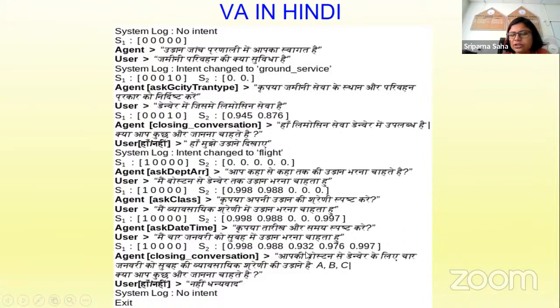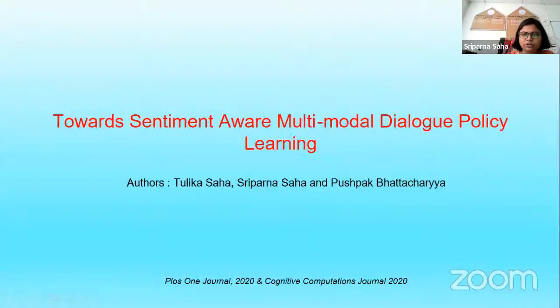So the agent can easily search in the database and the corresponding result can be displayed to the user. "आपकी Boston से डेनवर के लिए 4 जनवरी को सुबह की व्यावसायिक श्रेणी की उड़ान है ABC." So it can give some more options. "क्या आप कुछ और जानना चाहते हैं?" "नहीं धन्यवाद." So basically now there is no intent, so it can terminate this conversation.